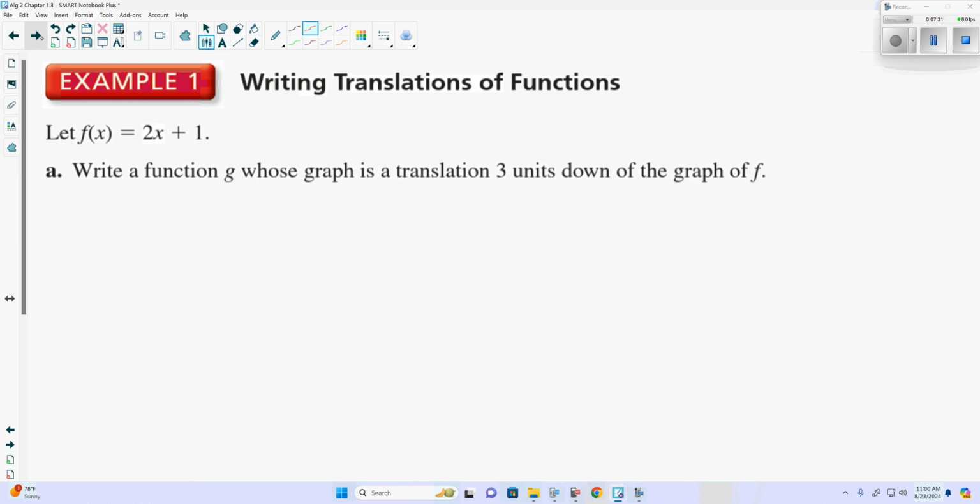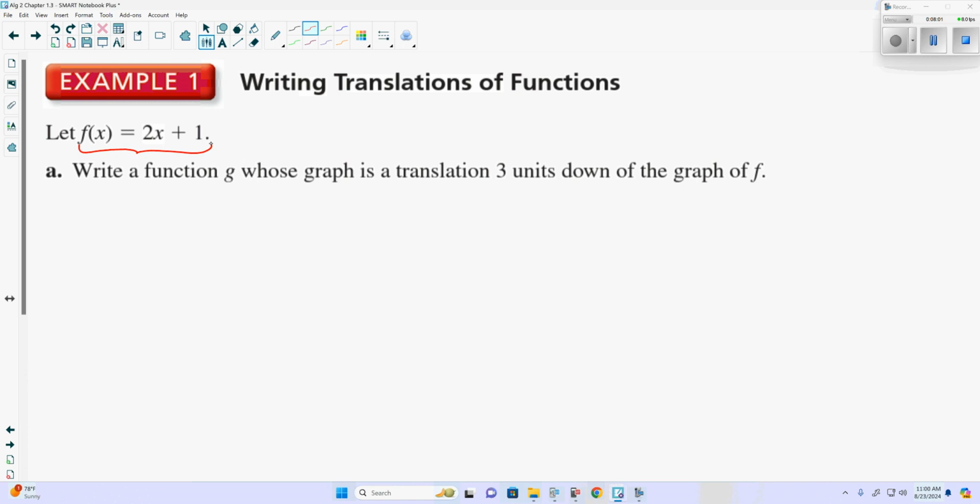So this first one wants us to do is write a function g, whose graph is a translation 3 units down of the graph of f. So it's saying we're taking this function here, 2x plus 1, and moving every point on it 3 units down. So that's the key with this here. We're moving everything down 3, and we'll get a new equation that represents that.